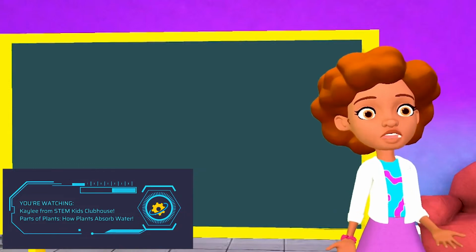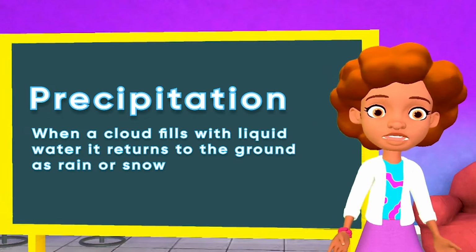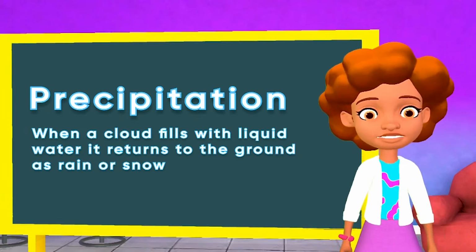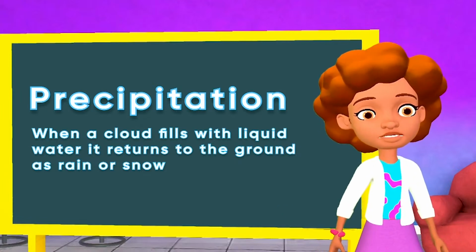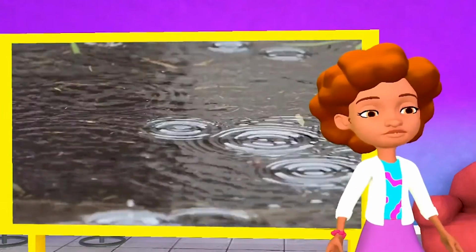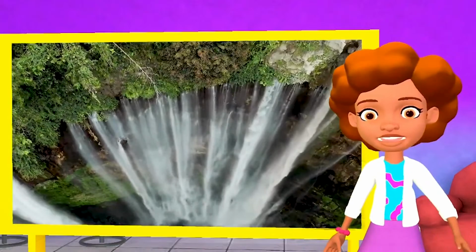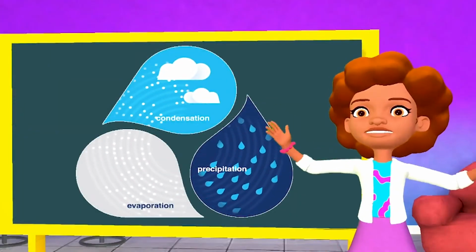Stage 4 is called precipitation. You might know this stage when you go outside and it's raining and you don't have an umbrella. When a cloud is filled with liquid water, it comes back down to the ground as rain or snow. This liquid water fills up the oceans, lakes, and rivers. Then the cycle starts all over again.